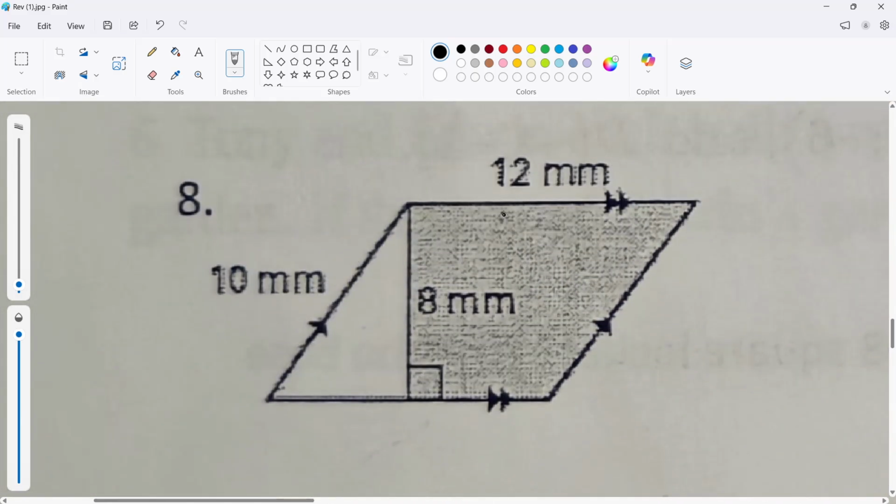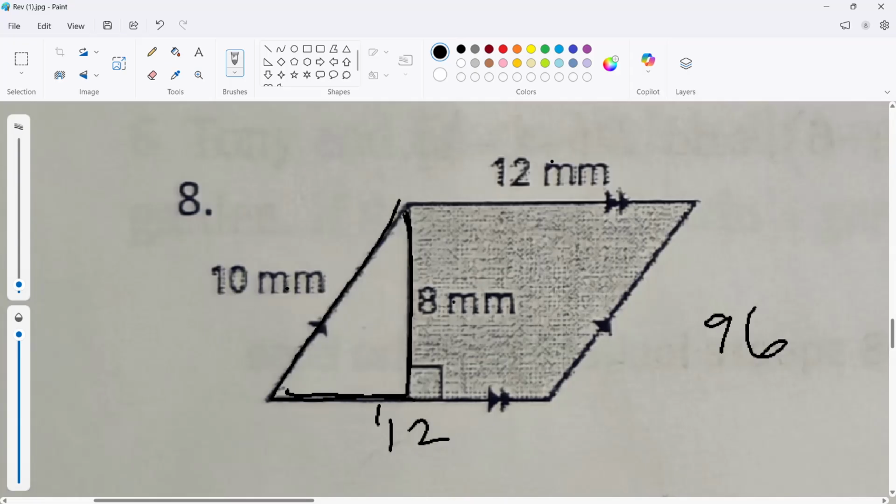Number 7. Parallelogram. This is 12. That's 12. Now I've got to figure what this is, because I've got to subtract it. Well, let me do the parallelogram first. Base times height. 12 times 8. 96. So that's the whole parallelogram. I got to subtract this triangle. Well, I know this is 8. That's 2 times 4. This is 10. 2 times 5.